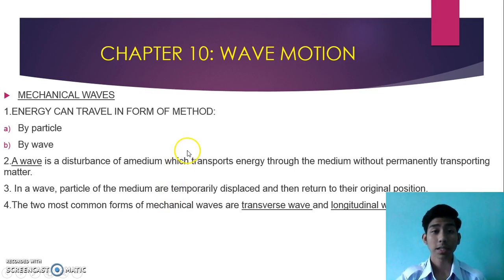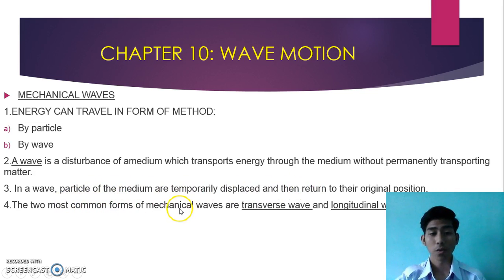Okay, chapter 10, wave motion. Energy can travel in the form of matter, by particle, and by wave. A wave is a disturbance of a medium which transports energy through the medium without permanently transporting matter. In a wave, particles of the medium are temporarily displaced and then return to their original position.